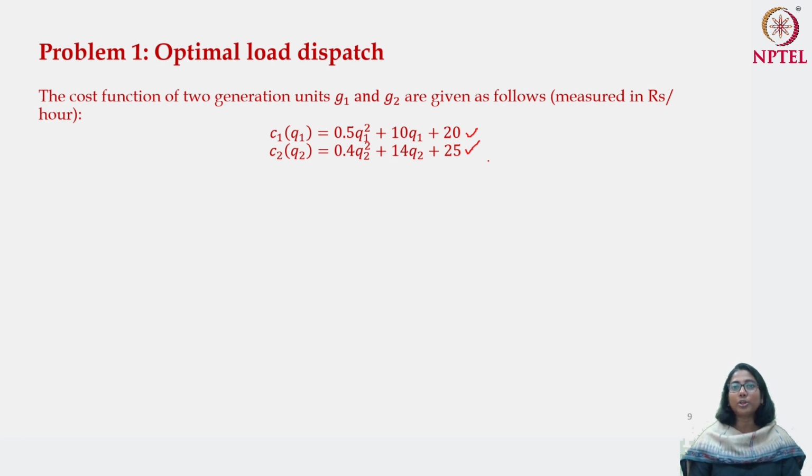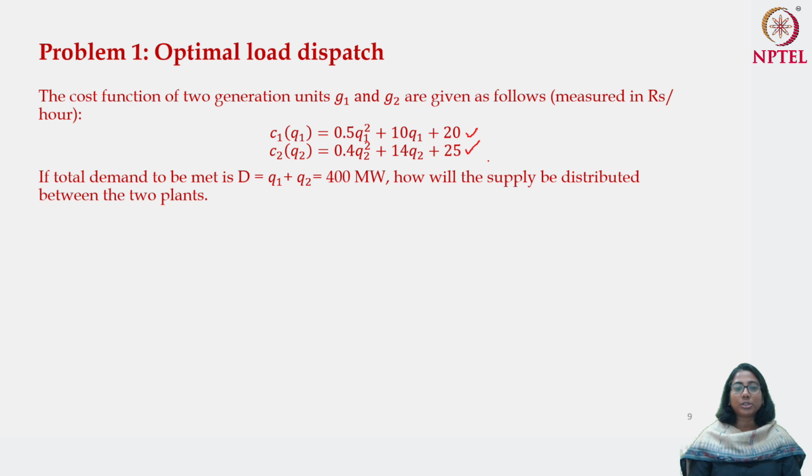And you can also play around a little bit to see what the shapes of these different curves are. However, coming back to the problem, the total demand that this plant has to meet through these two generation units is Q1 plus Q2 equal to 400 megawatt. This is the total amount that the plant has to produce. Now the question is how the plant is going to distribute this 400 megawatt between the first generating unit and the second generating unit.